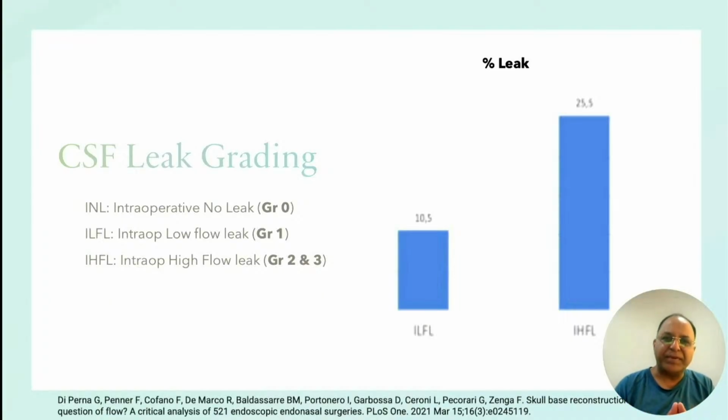If you look at the papers, there has been a grading for CSF leak, with grade 0 being no intraoperative leak, grade 1 being intraoperative low flow leak, and grade 2 and 3 encompassing intraoperative high flow leaks. And you can see here that nearly 25% of the patients who are operated endoscopically will have intraoperative high flow leak, and an additional 10.5% will have intraoperative low flow leak. So a total of 35 to 40% of the patients will have significant leak in the best of hands.